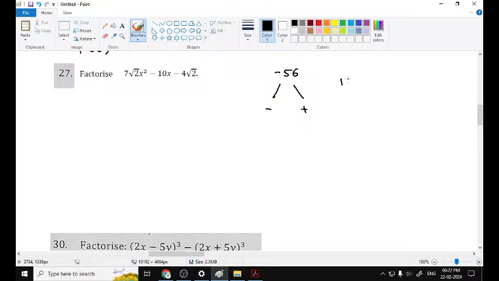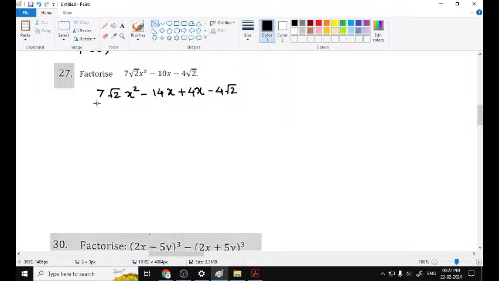Such two numbers are 14 and 4. 14 fours are 56 and their difference is 10. The bigger number will get the sign of the middle term. The bigger of these is 14, so 14 is negative and 4 is positive. So we write this as 7 root 2 x square minus 14x plus 4x minus 4 root 2.